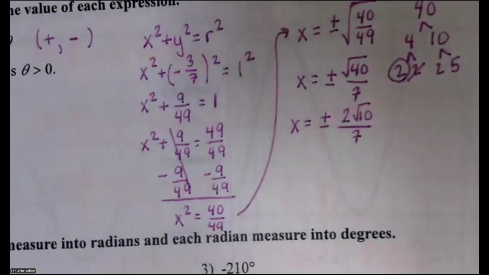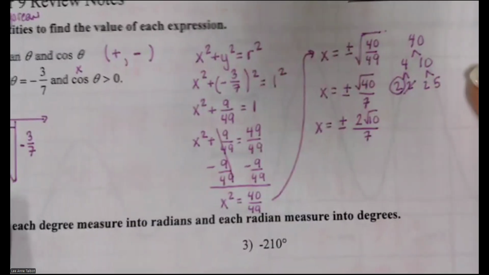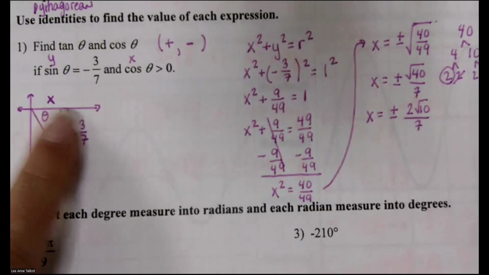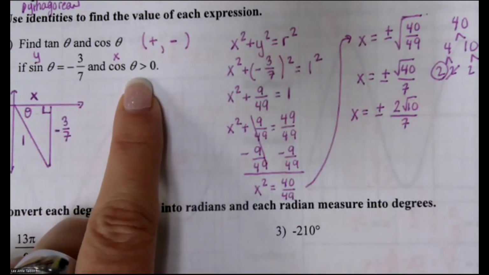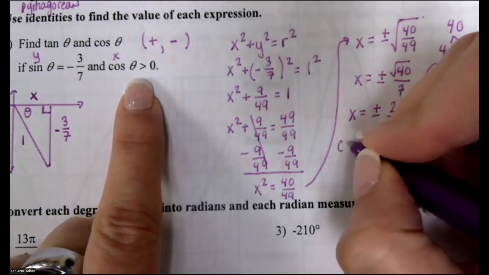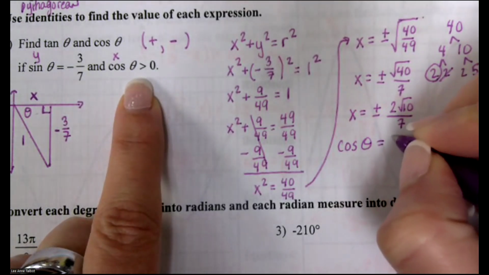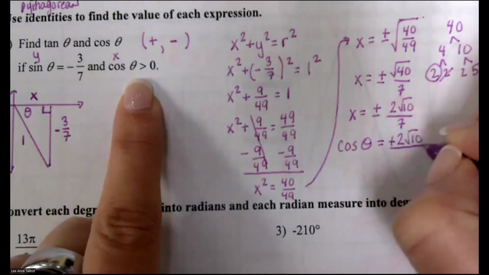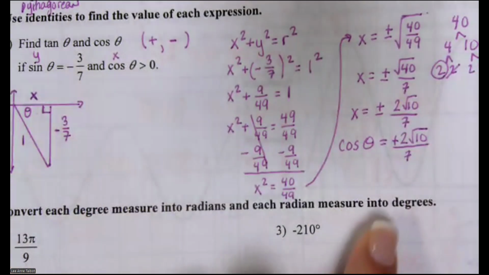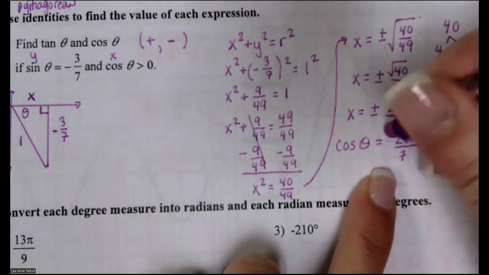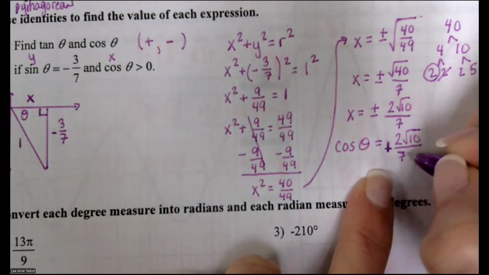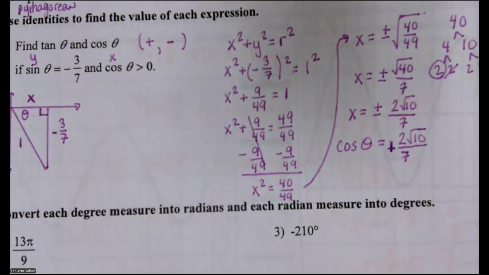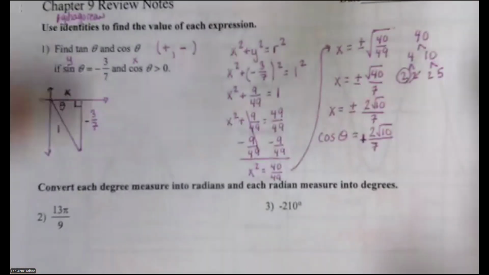Okay, now we need to choose. We must choose positive or negative, and look back at your picture. It's saying X is this way and cosine is greater than 0. So I want to choose the positive one. You do not need to put the plus there. I just was trying to do it for effect.